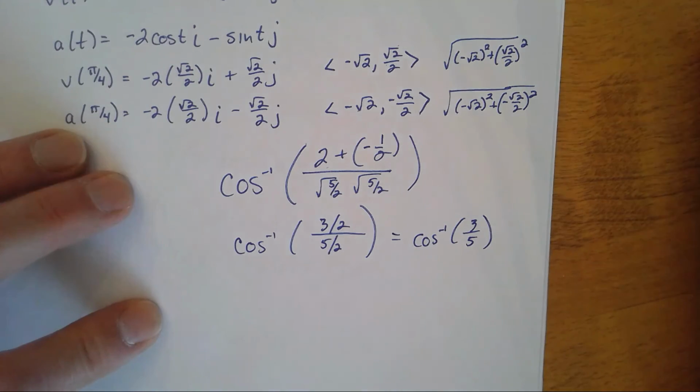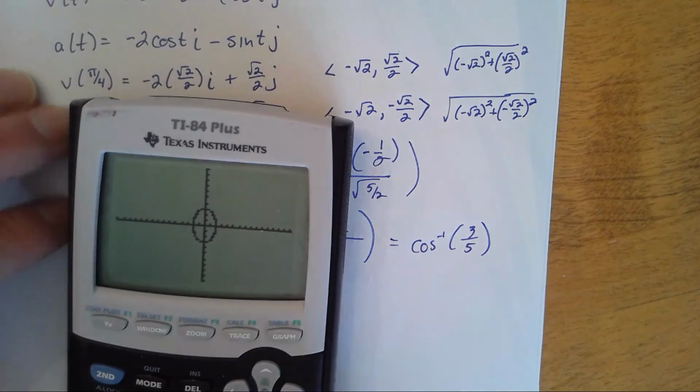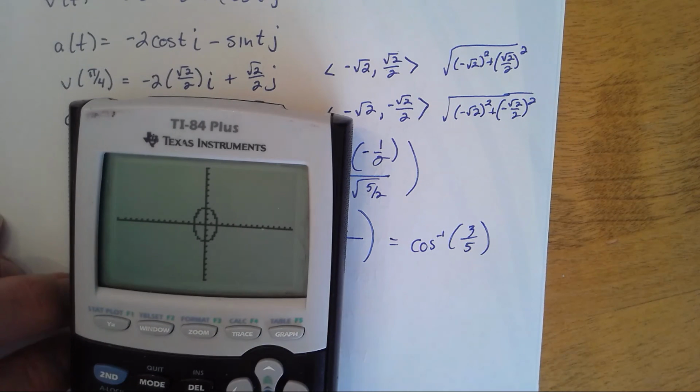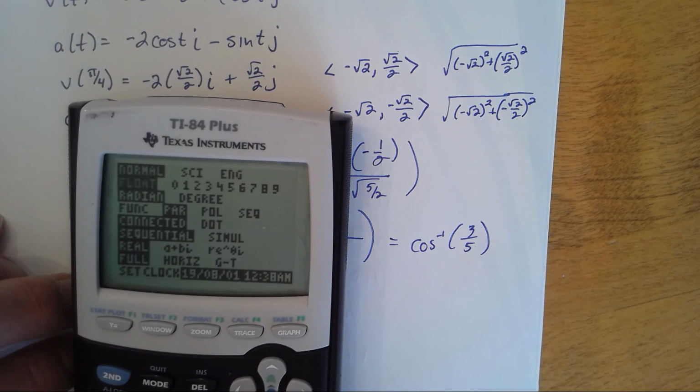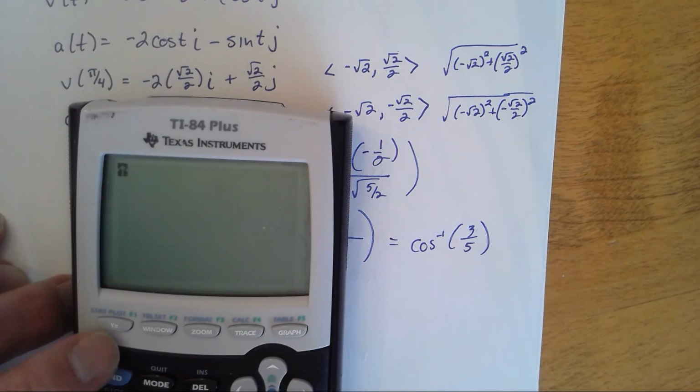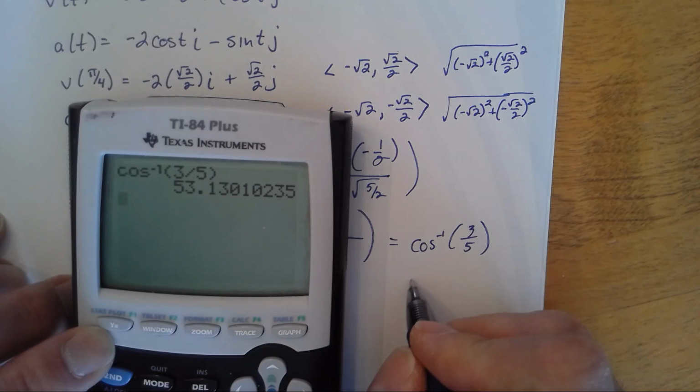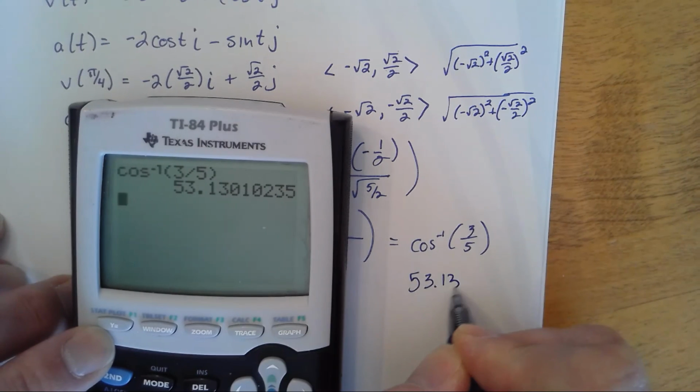Alright, so we're looking for, well, let's see, my mode is parametric, go to function, and I'll go to degree, and inverse cosine of 3/5. The angle is 53.13 degrees between the two.